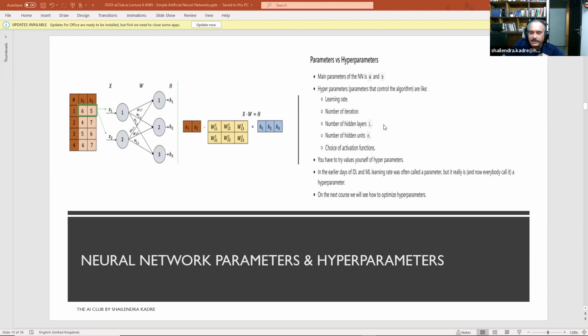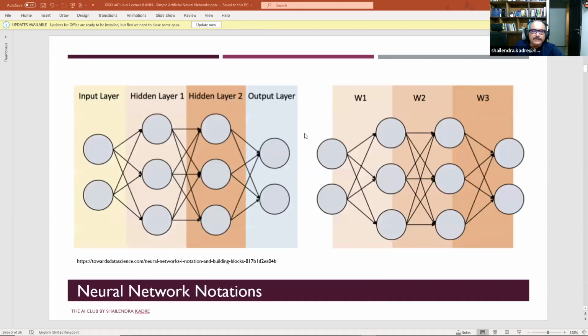So number of iterations is another hyperparameter. Then another hyperparameter is the number of hidden layers and the number of neurons in each hidden layer. Here is the neural network. I have put 2 hidden layers here. I can go and put 5, I can put 10, I can put 20. So that is another hyperparameter.